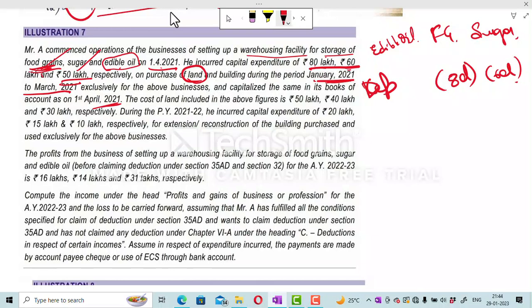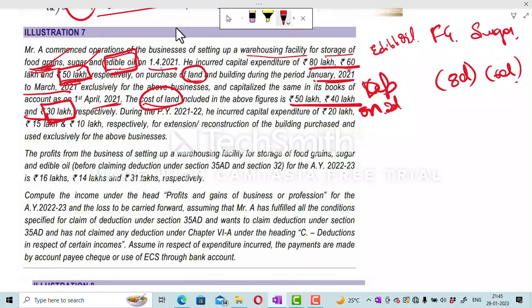Cost of land included in the above figures is 50 lakhs, 40 lakhs, 30 lakhs. See, for depreciation also we should not include land value. So depreciation on edible oil: 50 lakhs is the total amount, and here 30 lakhs, the value of land, we should minus. The cost of land is 50 lakhs, 40 lakhs, 30 lakhs respectively, and the last one is edible oil. So 50 lakhs total minus 30 lakhs value of land, so depreciation on 20 lakhs.